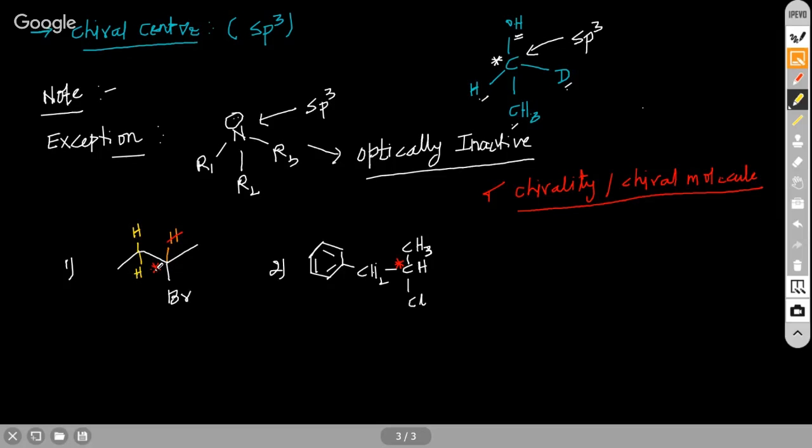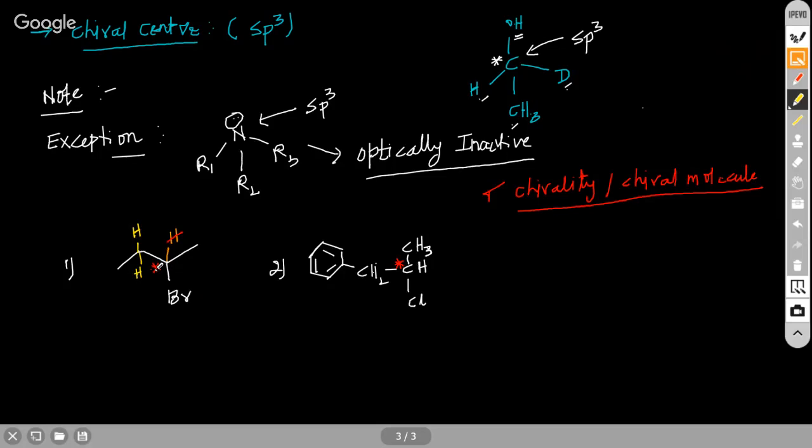Next line. Chirality, if the molecule is not symmetric. Yeah, right. I'm coming to that, Anirudh. Just give me a few more minutes. I'm coming to that point.